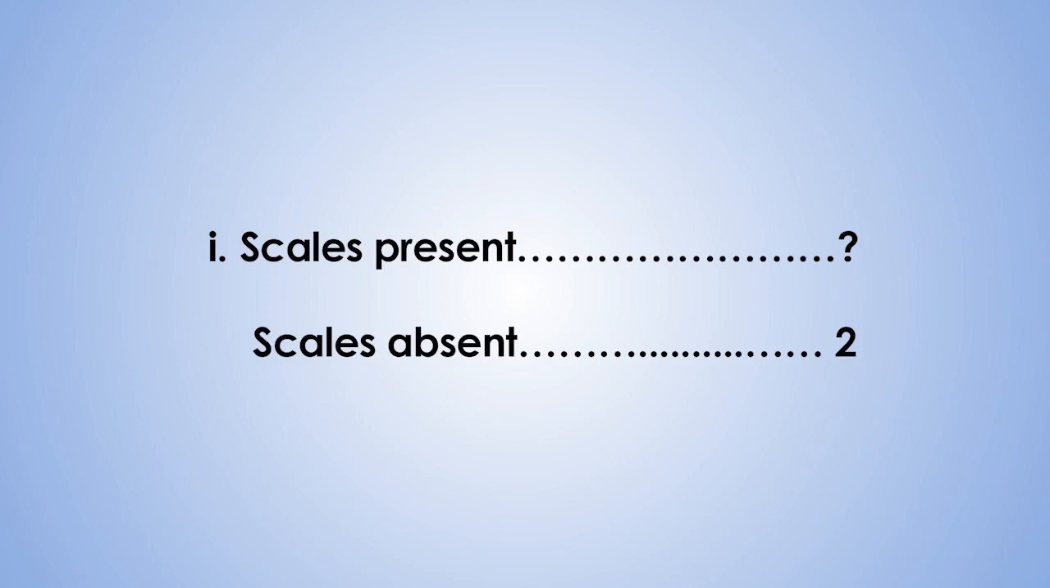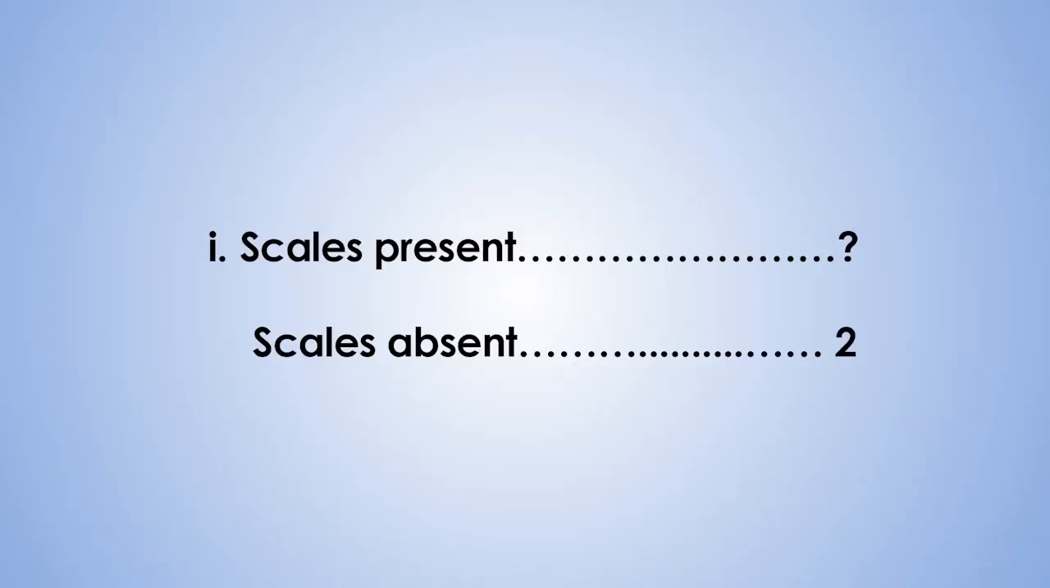Number 1, scales present and scales absent. Now for scales present, we initially cannot put any number against that, and there's a reason for it. For scales absent, we have moved to 2, so we put the number 2 against that. What it means is that for all the organisms that do not have scales, we are going to use another feature to distinguish between them.